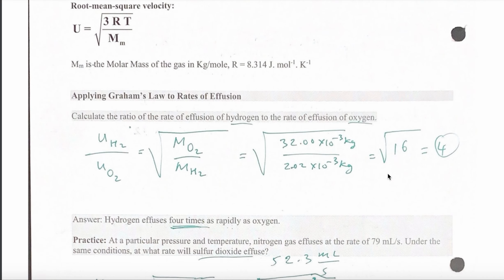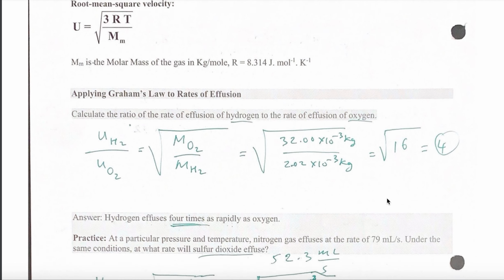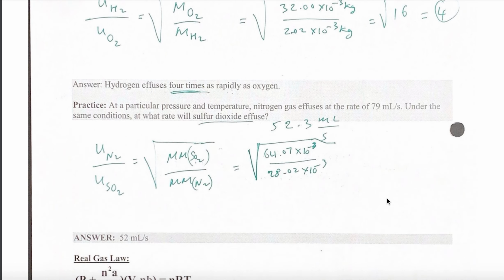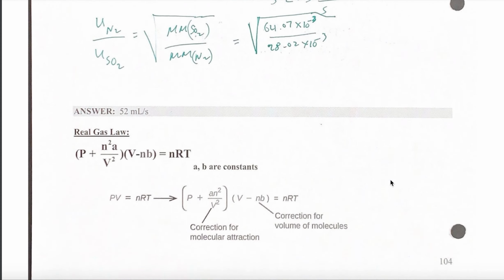And finally, calculate the root mean square velocity, which is the average speed of a gas. And very important that the molar mass has to be converted to kilograms, which is divided by 1,000. Molar mass of nitrogen is 28, but divided by 1,000, that's why it's 10 to the minus 3.